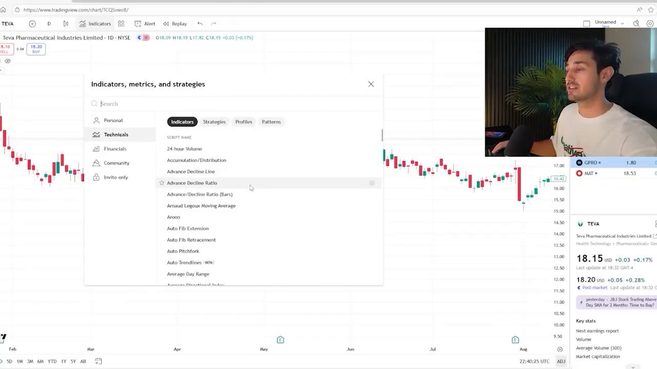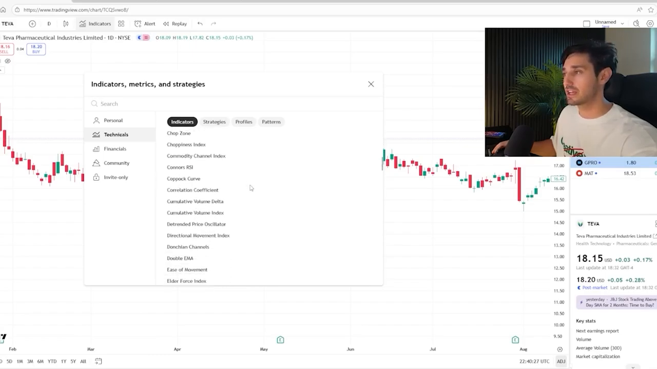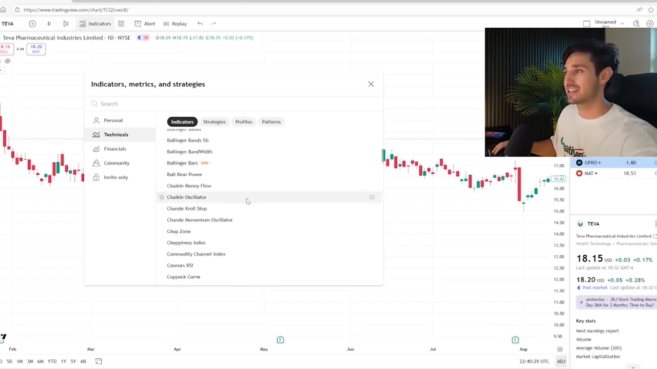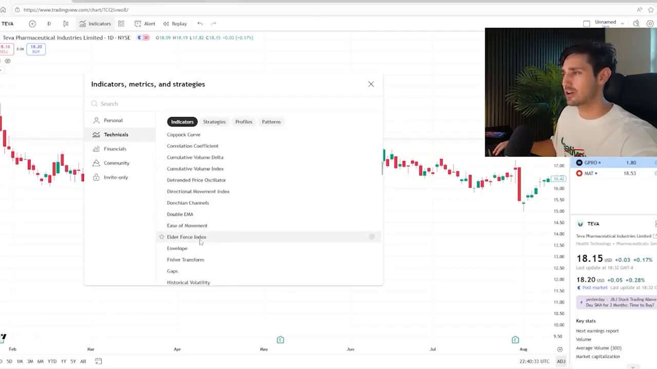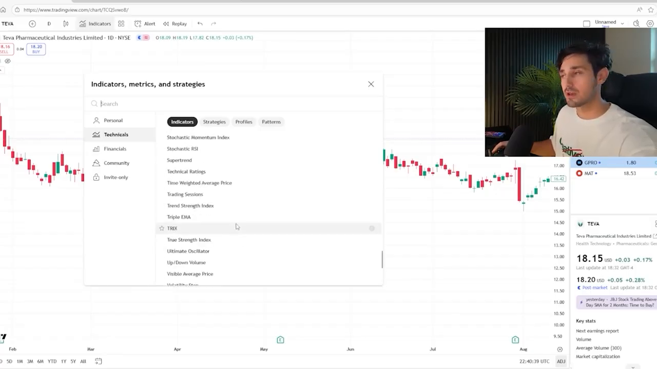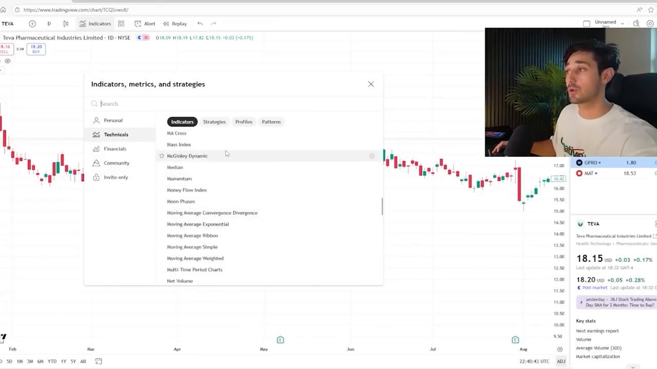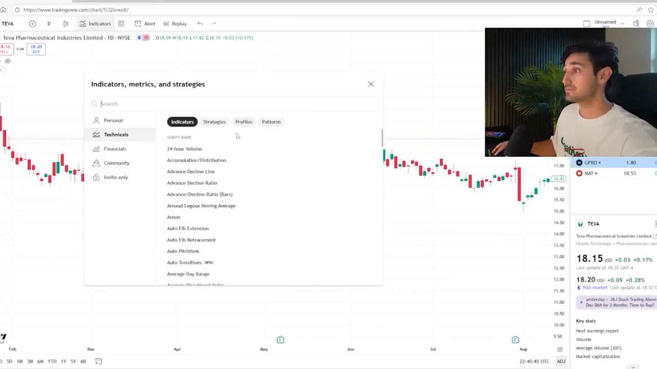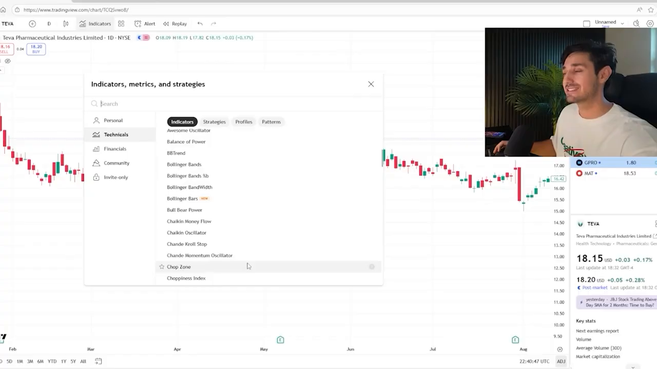Now, you're going to see tons of different complicated looking indicators. You're going to see crazy names like the Chande Kroll Stop. You're going to see Elder Force Index. You're going to see Williams Alligator, and you're going to be overwhelmed. You're going to be confused. Which one do you actually use? And you're going to want to actually ignore all of these fancy sounding indicators. And your goal is to keep things simple.